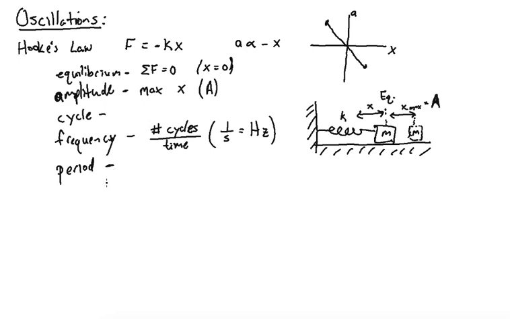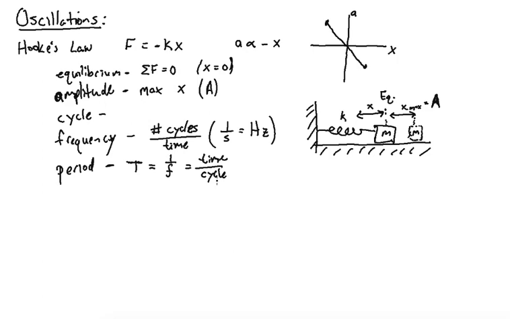Something very closely related is period. Period is essentially the reciprocal of this. So period, which we use a capital T for, basically stands for time, but it's a capital T because it's a special time, because it's the time to complete one cycle. So that makes it essentially time per cycle, which is the reciprocal. It's equal to 1 over the frequency.